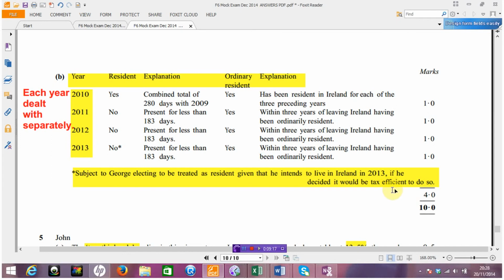Okay, so that's a quick summary on question 4 on residency, domicile, and ordinary residence.